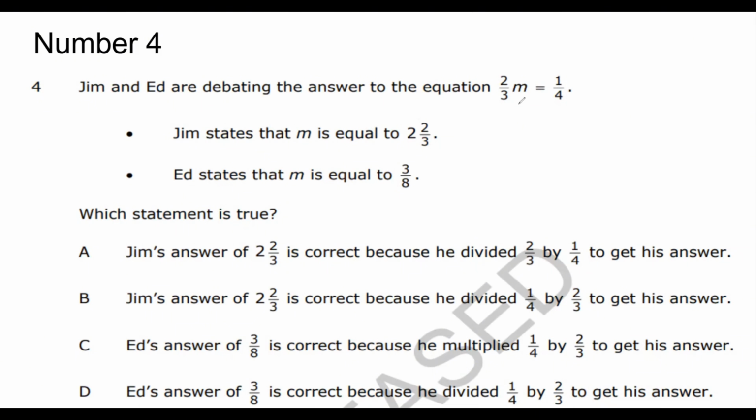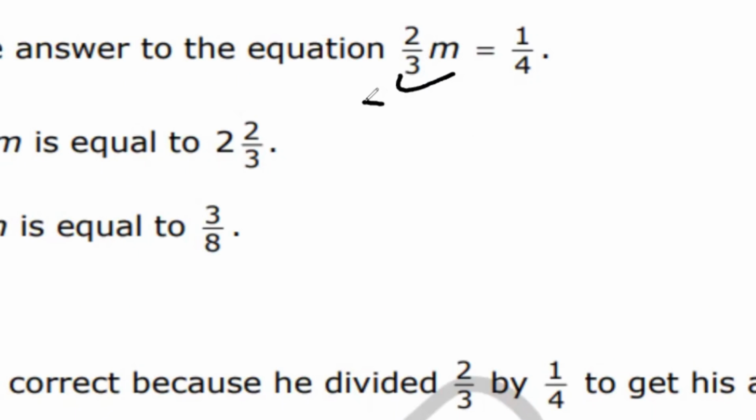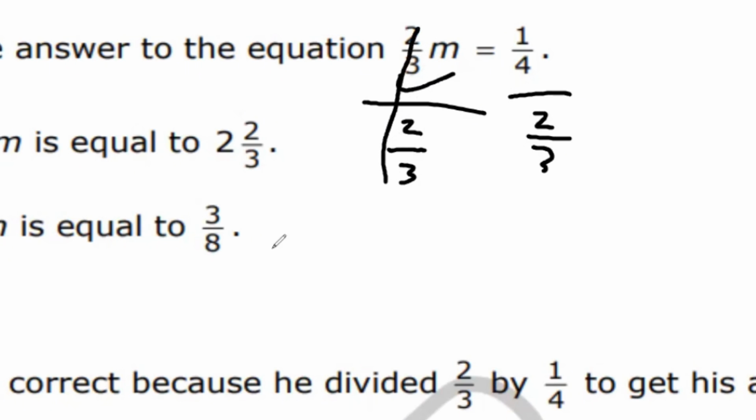As a sixth grader, you need to recognize that this is multiply. And the opposite of multiply is division. And that's what you want to do to get rid of this 2/3. So I'm going to divide this by 2/3, and I'm going to divide this by 2/3. So if I do 2/3 divided by 2/3, that goes bye-bye to 1. So now I have 1m, or just m.